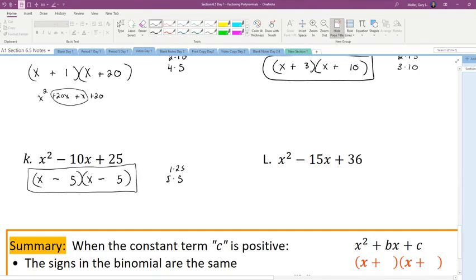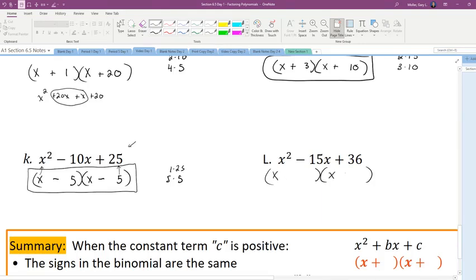Side note, notice this is one of our shortcuts. If I have x minus 5 times x minus 5, I can just square x and get x squared, square 5 and get 25, and then x and 5 multiplied together and doubled makes negative 10. Had you noticed that that relationship was in place here, we might have been able to get this answer faster. But side note. Okay, next up, last one.